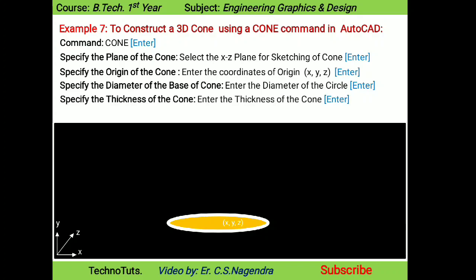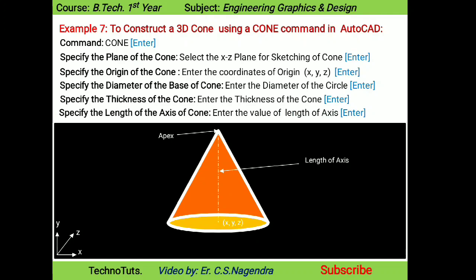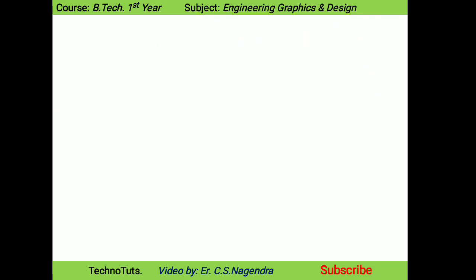Okay. Now the computer will ask you to specify the thickness of the cone. So type the value of the thickness of the cone and press the enter key. Okay students, whatever thickness you give will be shown in the Z direction. Now the computer will ask you to specify the length of the axis of the cone. Enter the value of the length of the axis of the cone and press the enter key. You will see a cone gets constructed in the 3D view visible on the viewport, having the length of the axis in the vertical direction and an apex, with diameter d of the base.